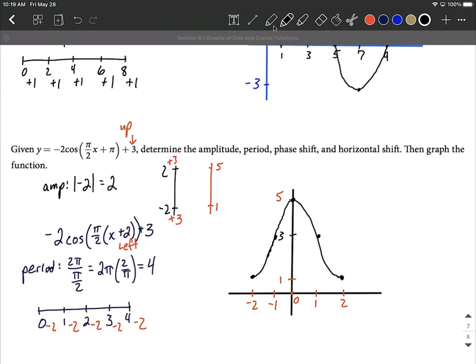So I hope this helps clarify as you're trying to graph sine and cosine functions with a bunch of transformations. Good luck.